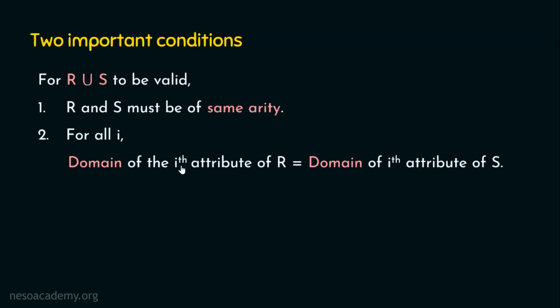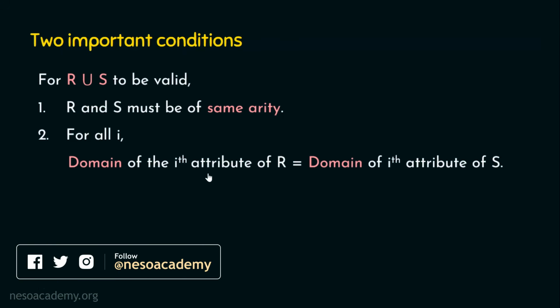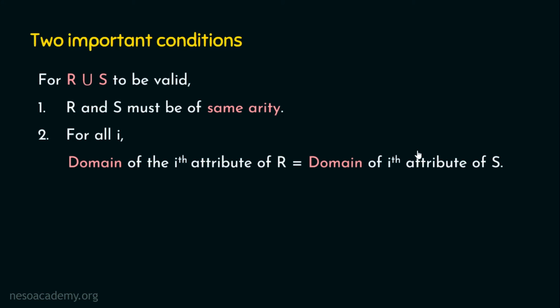It means the domain of the first attribute of the relation R should be the same as the domain of the first attribute of S. The domain of the second attribute of the relation R should be the same as the domain of the second attribute of the relation S. Likewise, all the attributes, according to their position, should belong to the same domain. When these two conditions are met, R union S is possible.